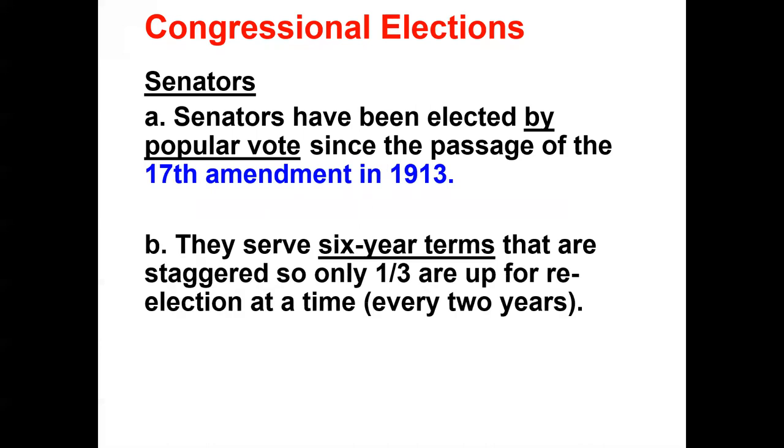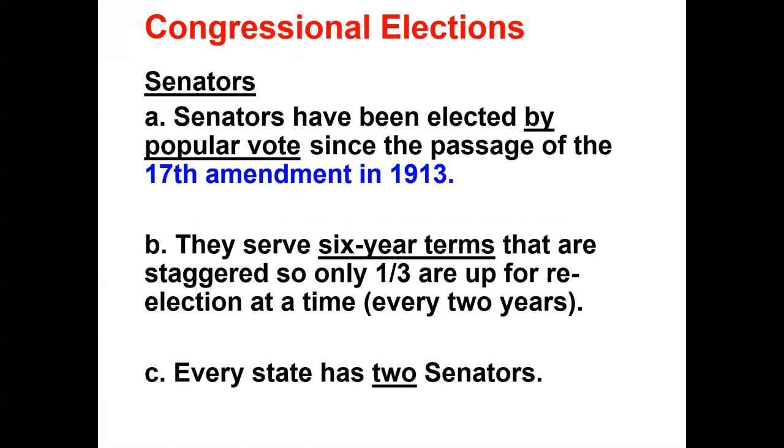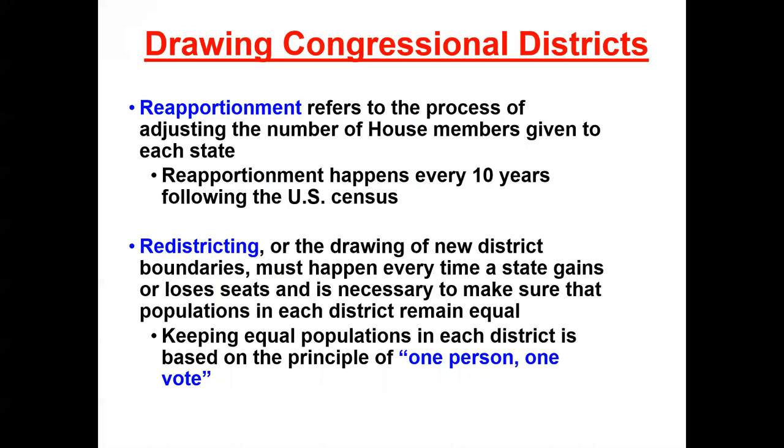Every 6 years, one third. Every 2 years. So there's a rotation, you know. Not all of them will change at the same time. In the House, they do, but not here. Every state has two senators. We already know, and you already know that.